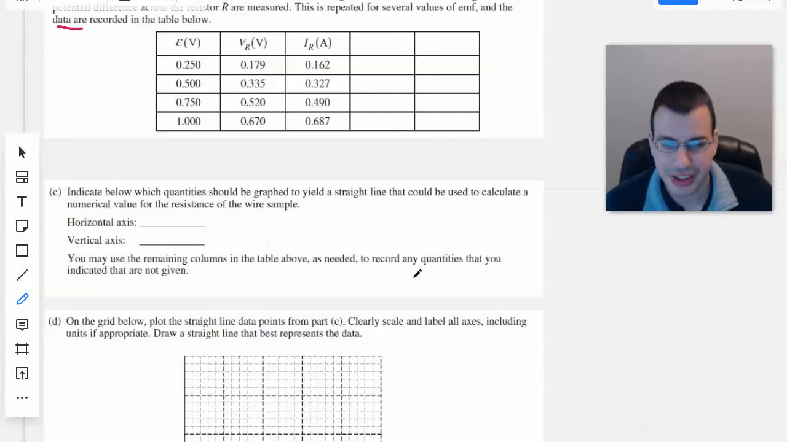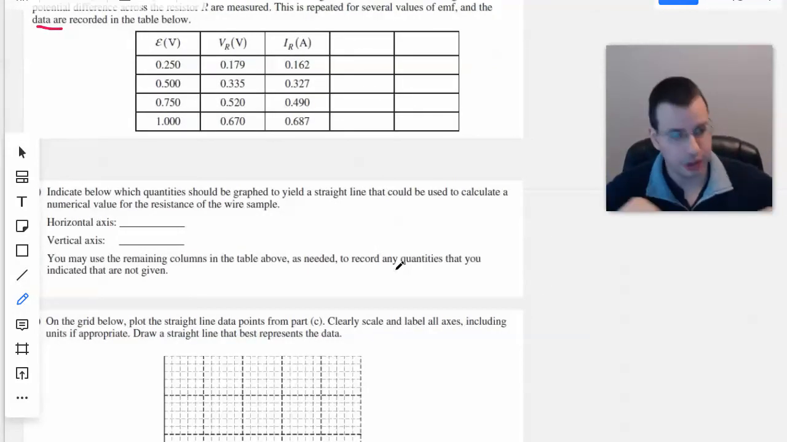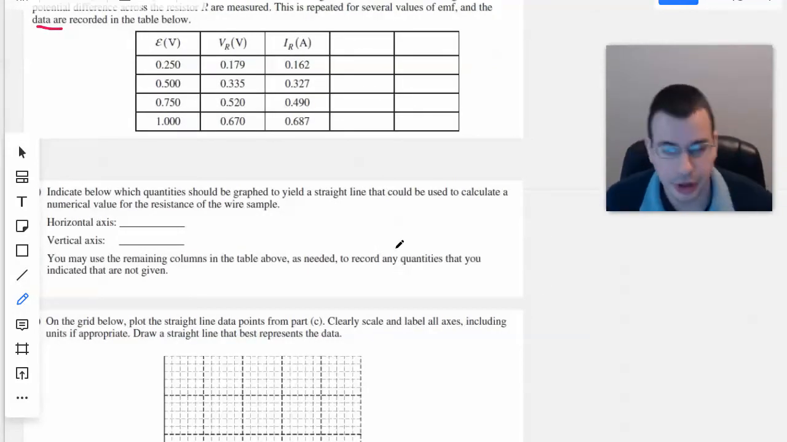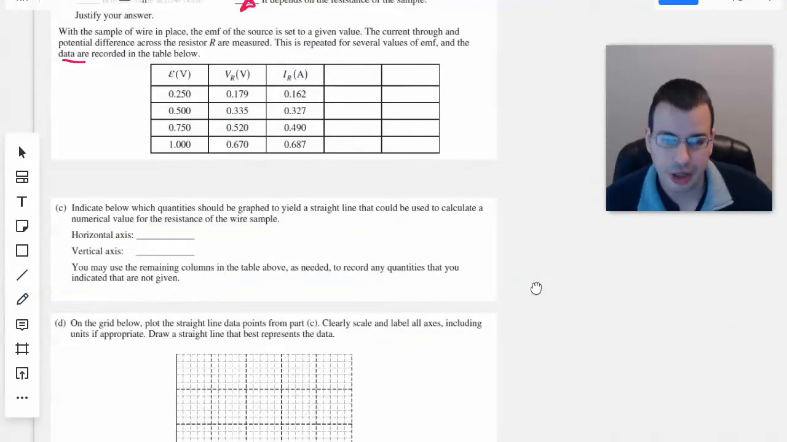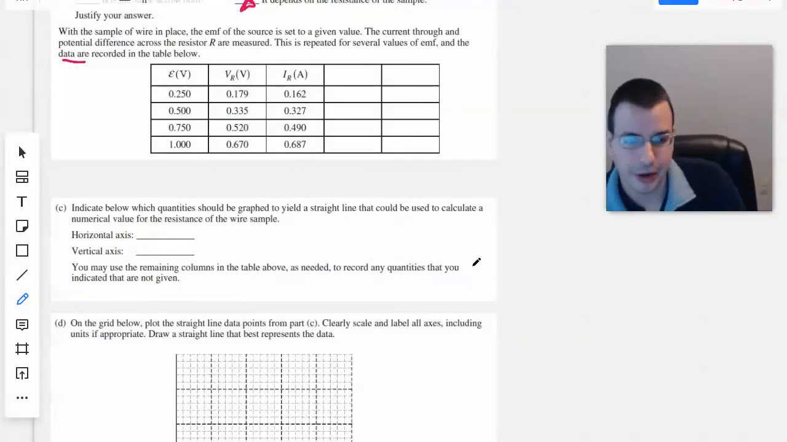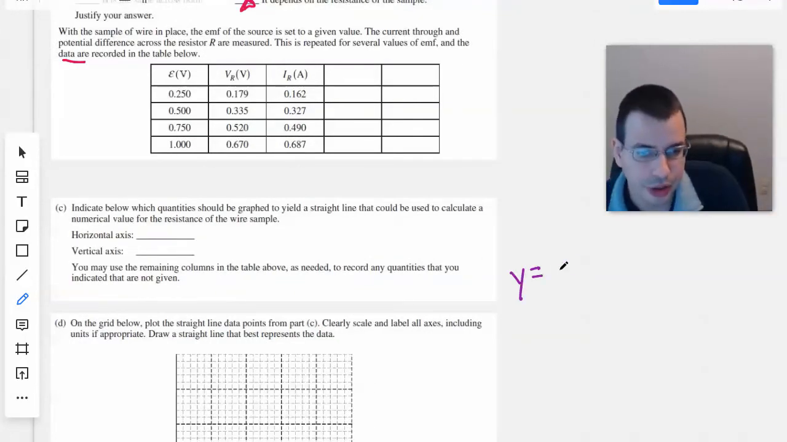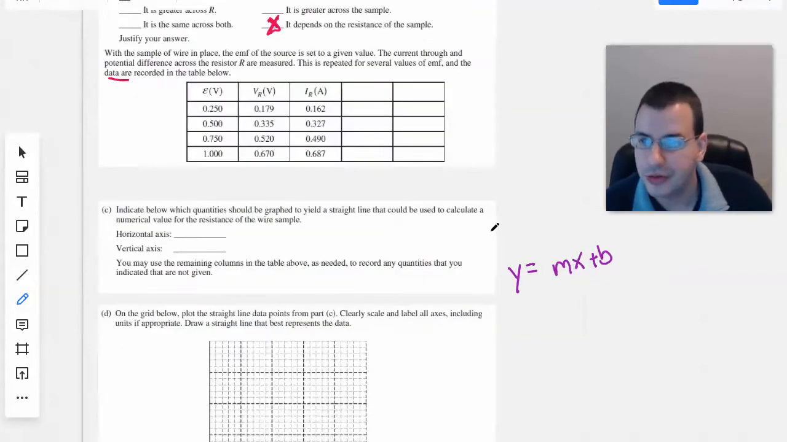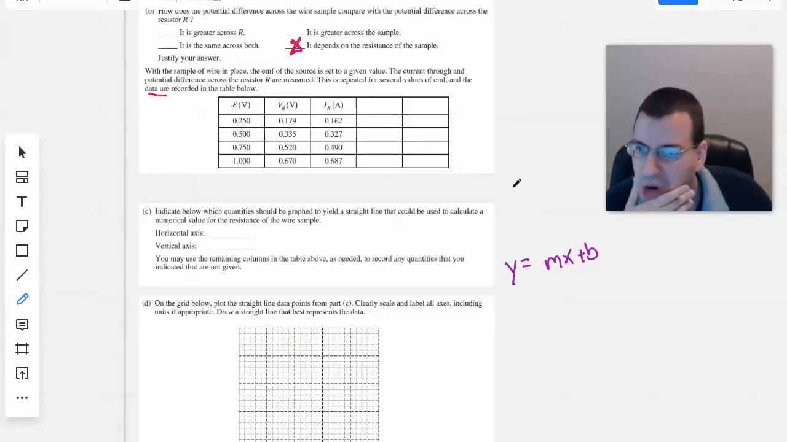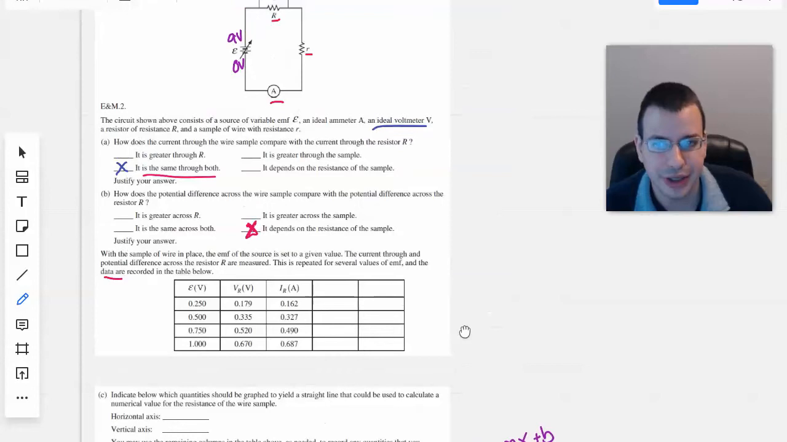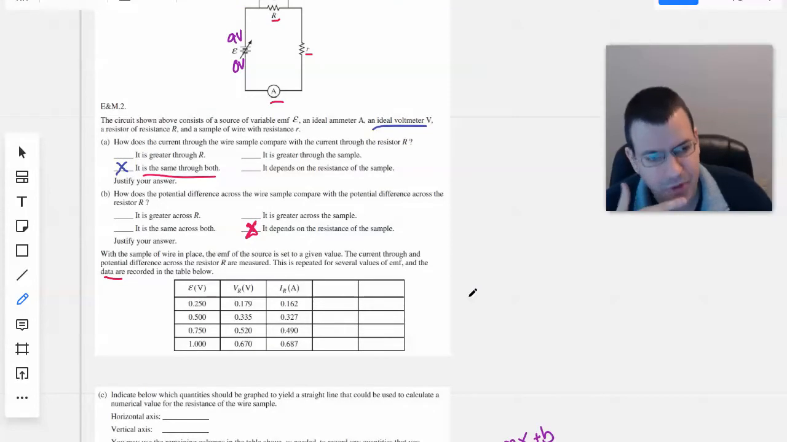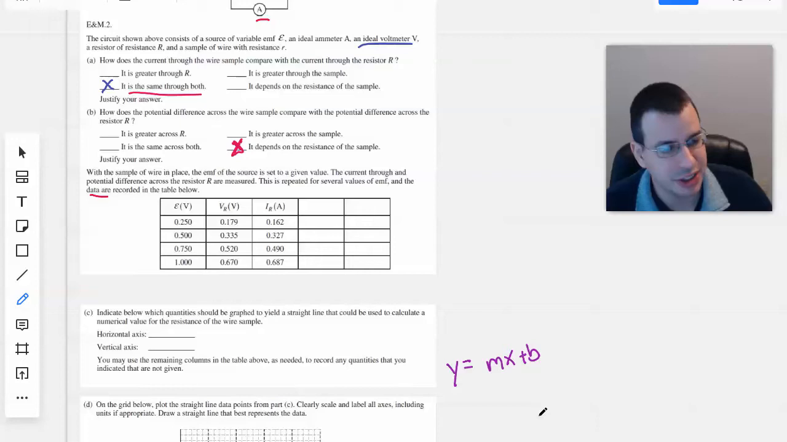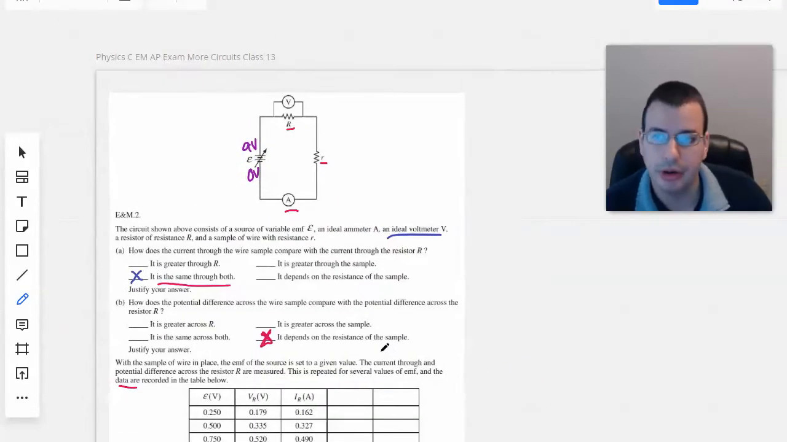So whenever they say something like straight line, graph, linear, I'd recommend writing out your equation for a line. Y equals mx plus b. So for this, we're going to probably want to do Kirchhoff's voltage law. We'll just do a loop, and we'll see if that gives us something kind of this form.